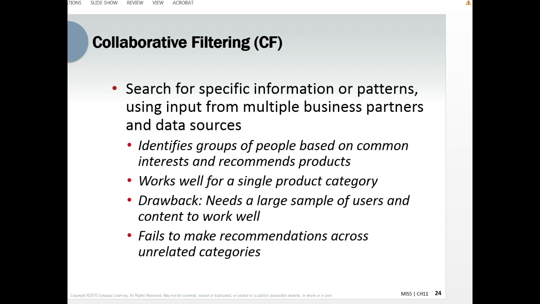It normally works well with a single product category such as books, computers, and so on. There are some drawbacks to collaborative filtering: it needs a large sample of users and content to work well. In addition, it's not useful for making recommendations across unrelated categories, such as predicting that customers who liked a certain CD would also like a particular computer, for example.